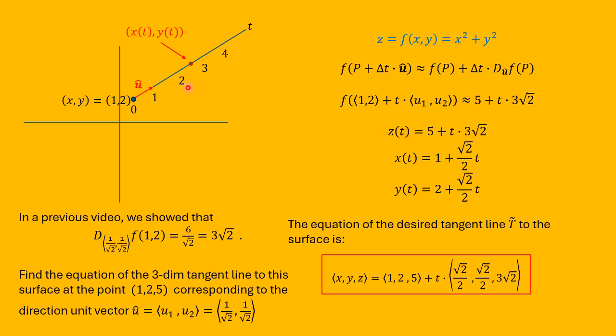Remembering also that this point is in the xy plane, and this point right here has coordinates 1, 2 in the xy plane. Then we can say that this point x of t up here has to be 1 plus the square root of 2 over 2 times t, and the y coordinate is 2 plus the square root of 2 over 2 times t. That's because this point is the point 1, 2, and that explains why the 1 and the 2 are here.